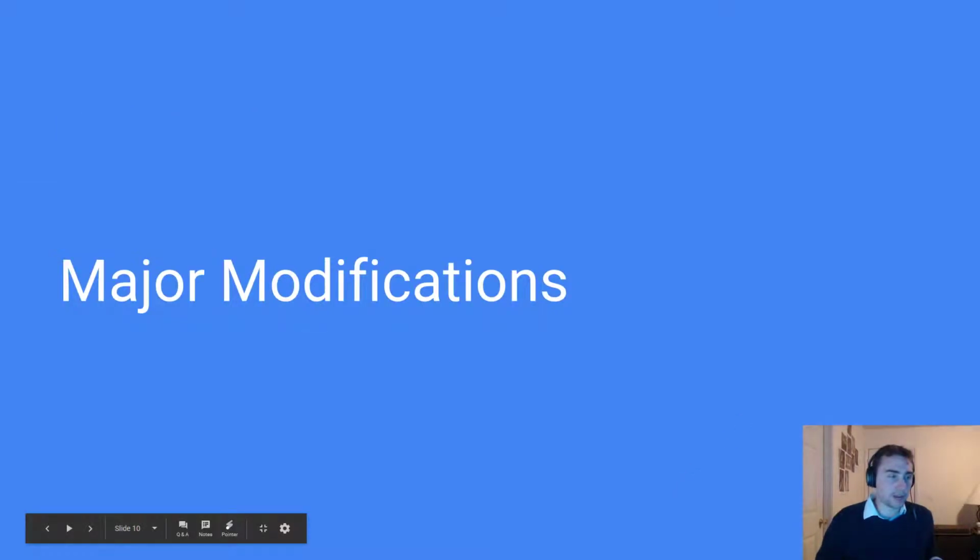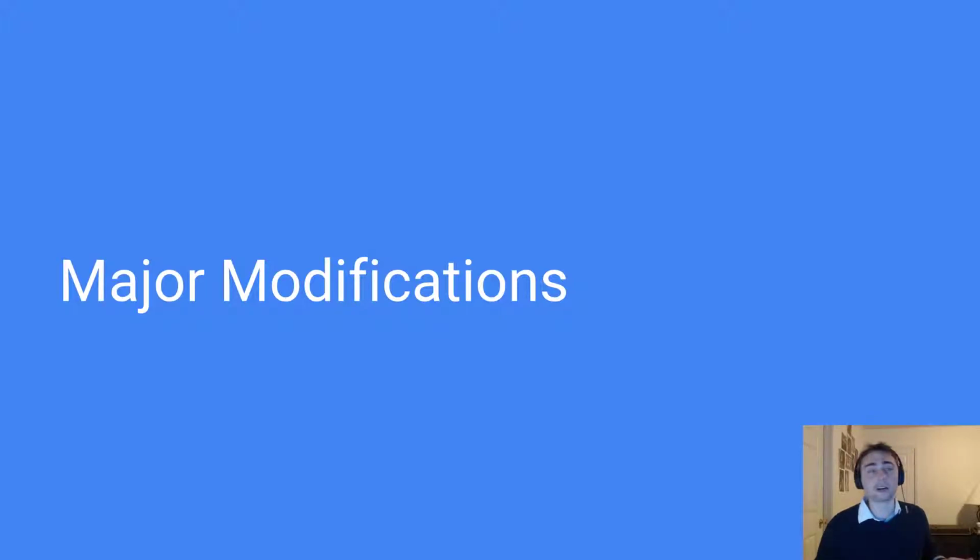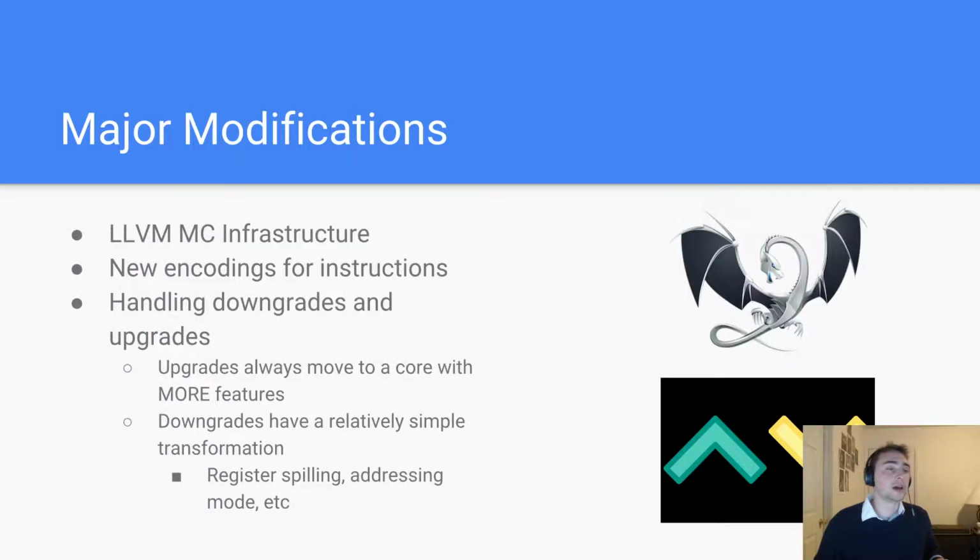So what are the main modifications versus a traditional type of architecture, or what are the main modifications that they made based upon their previous work? Their previous work in this area dealt with that idea of heterogeneous ISA architecture. So now they're going a step further. Of course they're going to need some compiler infrastructure work. You're going to need to support some new instructions there. So they modify the LLVM machine code infrastructure for these new encodings for instructions.